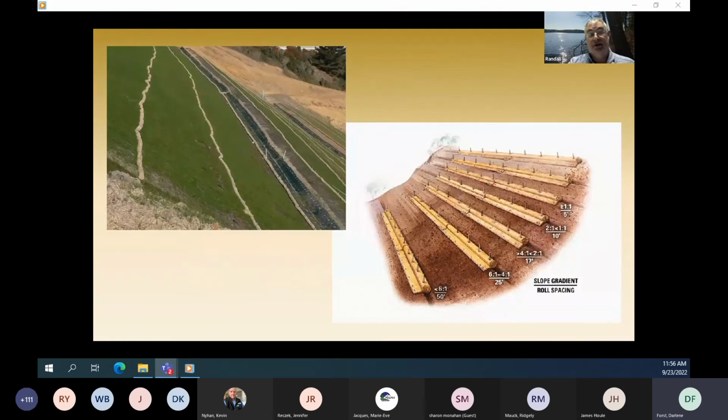Here's a good example of using the wattles across the slope and acting as slope breaks so that we're breaking up that water as we come down a very steep slope. This is a landfill project where they need to get grass growing, and there was no chance of going back and fixing it after the fact. It was just going to be too steep.